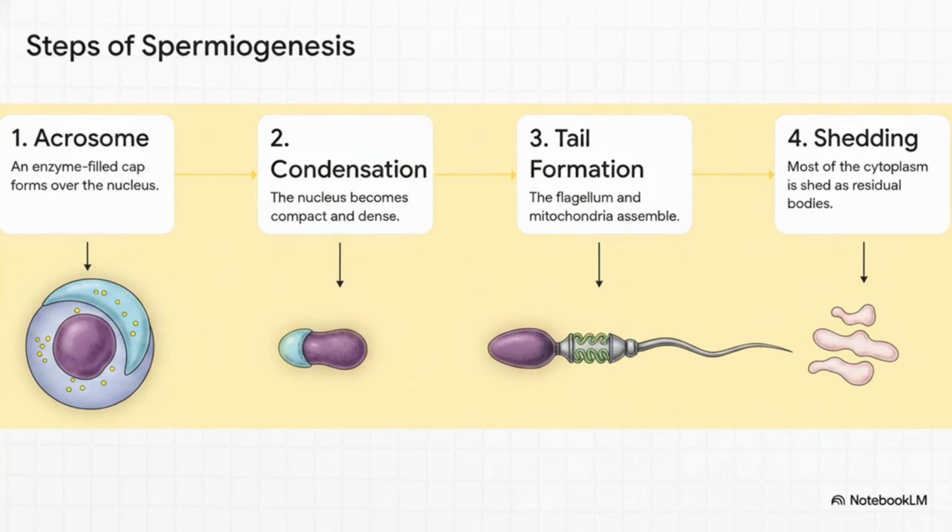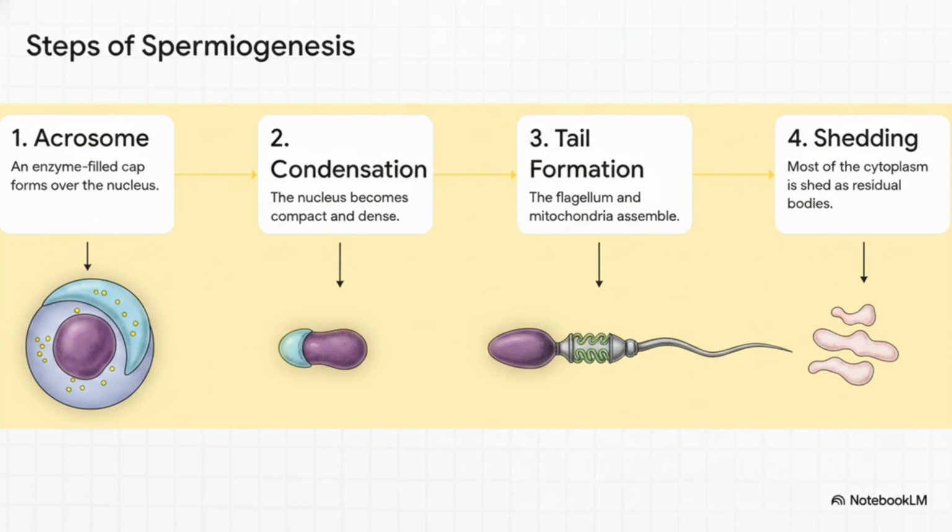Spermiogenesis has 4 key events. First, you get the formation of the acrosome. Think of it like a little enzyme-filled helmet that forms over the nucleus, essential for getting into the oocyte. Second, the nucleus condenses like crazy, becoming super compact and streamlined. Third, the neck, middle piece, and tail are built. That middle piece gets packed with mitochondria to act as the engine for the tail.